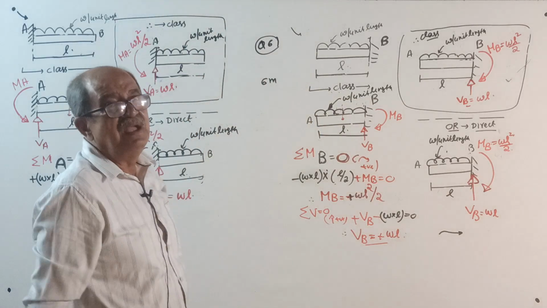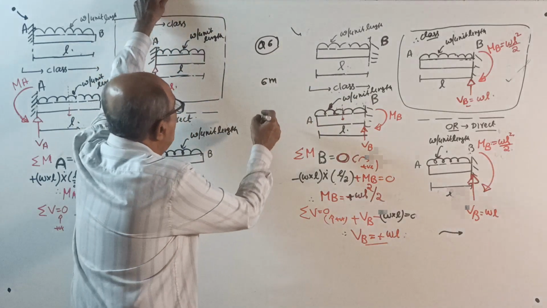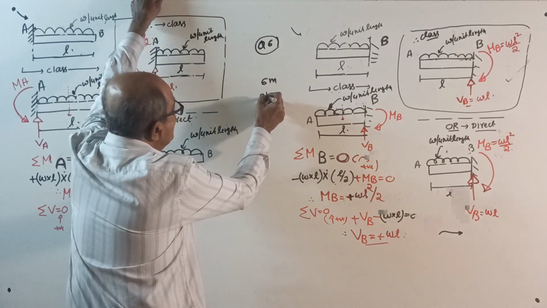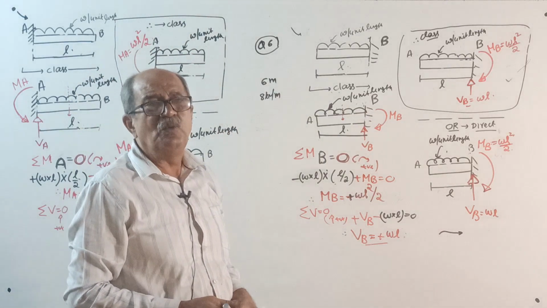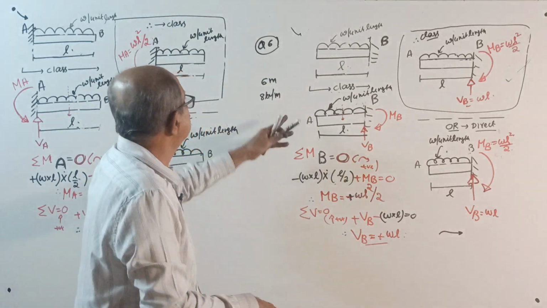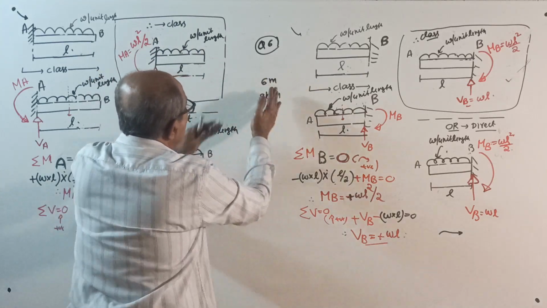A cantilever beam is of length 6 meter. It is loaded by a UDL of 8 kilonewton per meter over the entire length. Find support reactions. Okay, start. Write all the statements here.